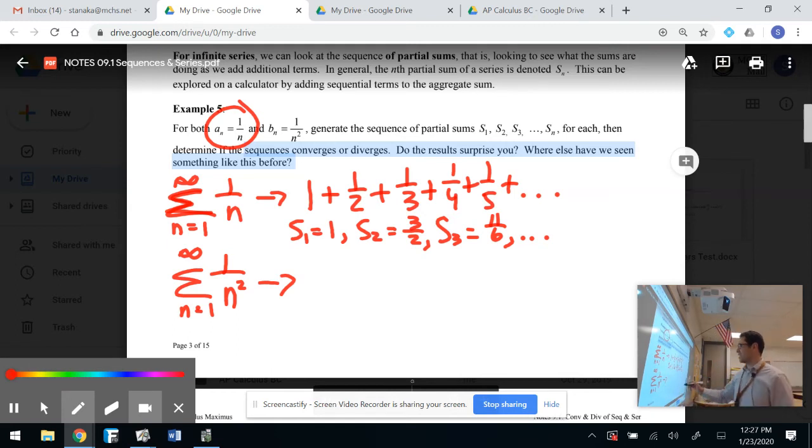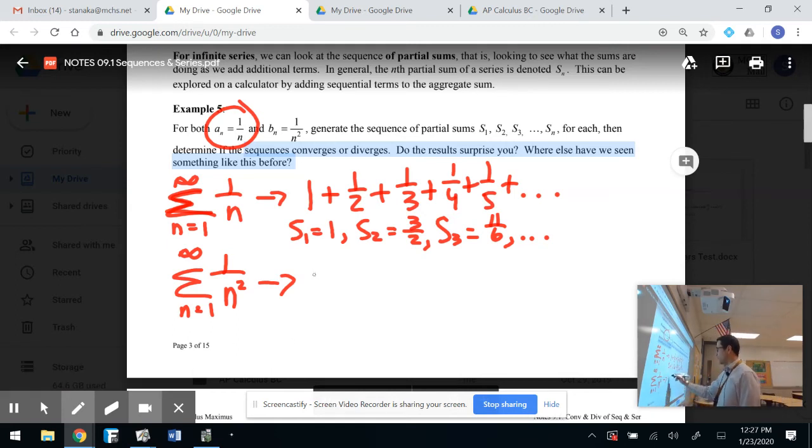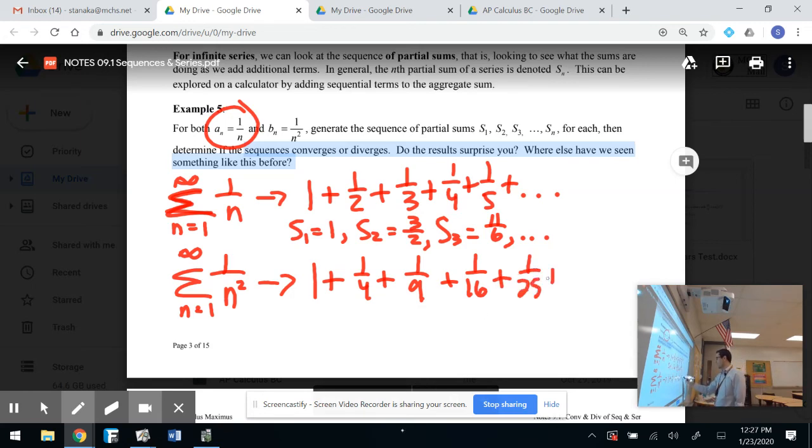Take a guess. Let's look at this next one, right? Plug a 1 in there, I get 1. This is just listing them out. Plus, plug a 2 in there, 1/4. Plus, plug a 3 in there, 1/9. Plus, plug a 4 in there, 1/16. Oh, snap. Put a 5 in there, 1 over 25. Plus, dot, dot, dot.